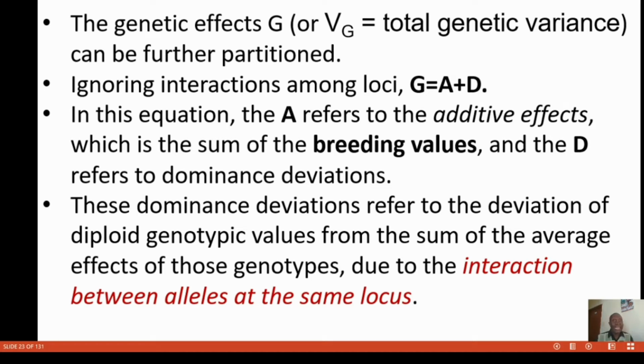And then the D is the dominance deviations. The dominance deviations refer to the deviation of the genotypic values from the sum of the average effects of those genotypes, which can result due to the interaction between alleles at the same locus.